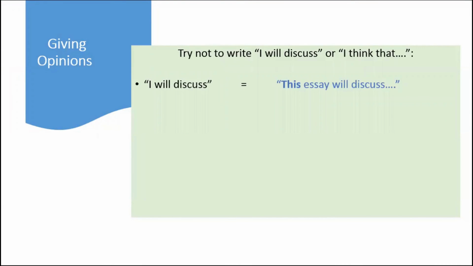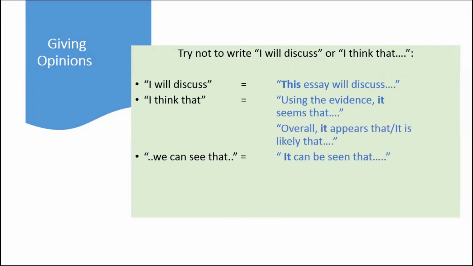So remember, when we are giving opinions, we need to move away from I. You don't write I will discuss or I think that. You'll write this essay will discuss. So towards the end of the introduction, this essay will discuss, for example, or analyze or outline, whatever verb you want to use. You wouldn't use I think that. You could say it seems that, it appears that. That's some cautious language. I'm going to be doing a video on cautious language, so look out for that.